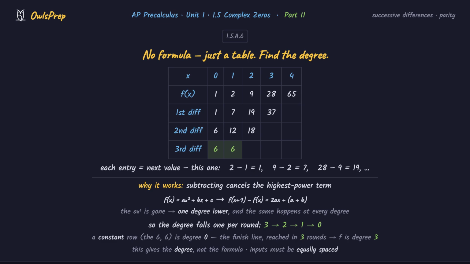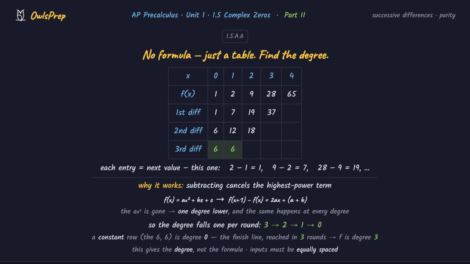So watch the degree fall as you go down the table. Our f is degree 3. The first differences are degree 2, the second difference is degree 1, and the third differences are degree 0. That is, a constant, the 6 row. A constant is the finish line, because a constant is a degree 0 object. And since each round takes the degree down by exactly 1, the number of rounds to reach that constant is the degree you started with. 3 rounds to a constant here, so the degree is 3.